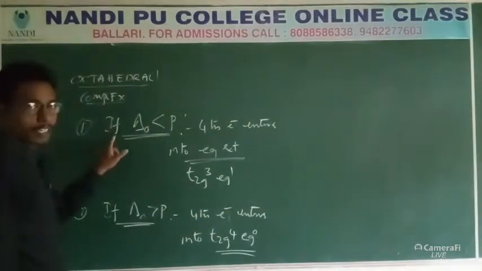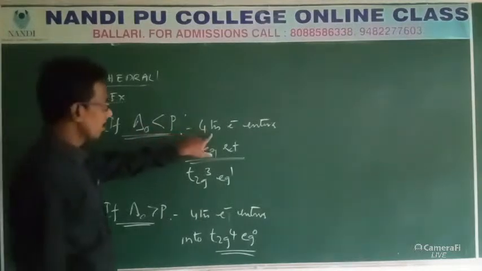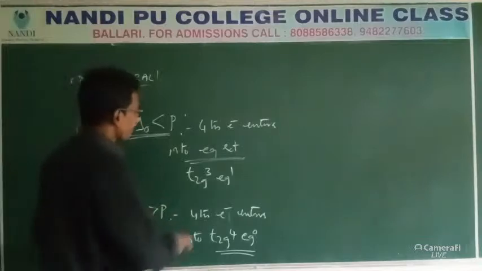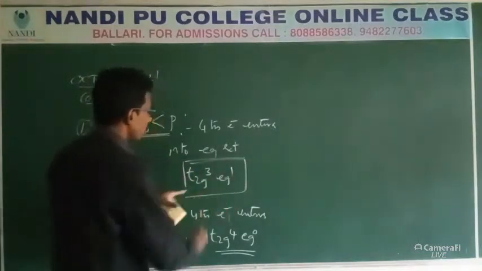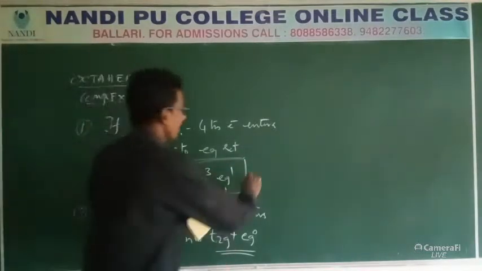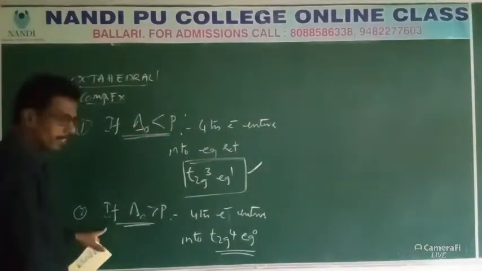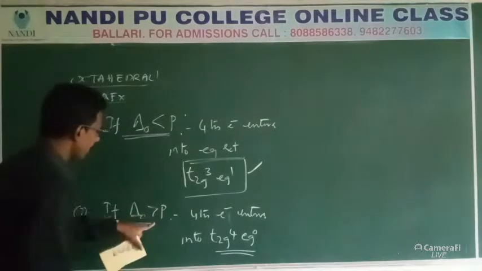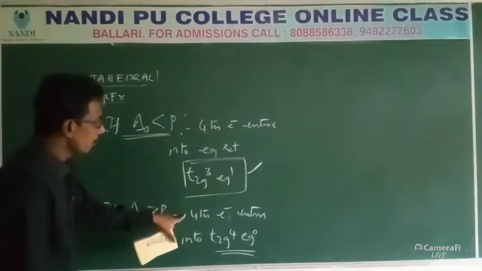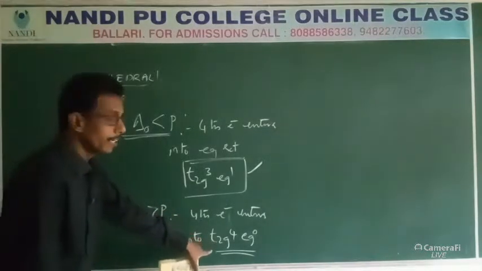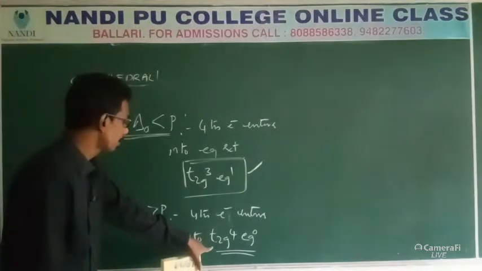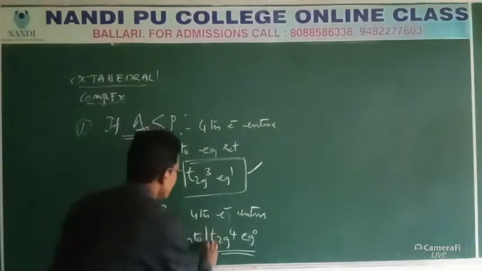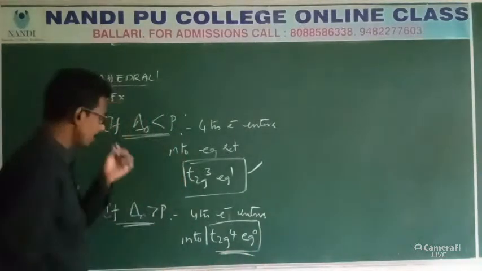Probability, or if delta O is less than P, the fourth electron enters into the EZ set. So therefore it is the T2z 3, EZ 1 arrangement. Another case, or second case: if delta O is greater than pairing energy, the fourth electron enters into T2z. Therefore it is T2z 4, EZ 0.